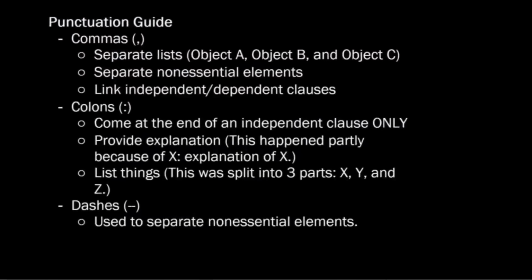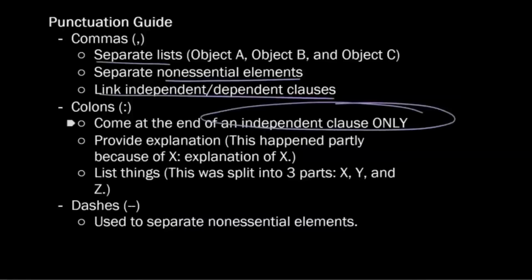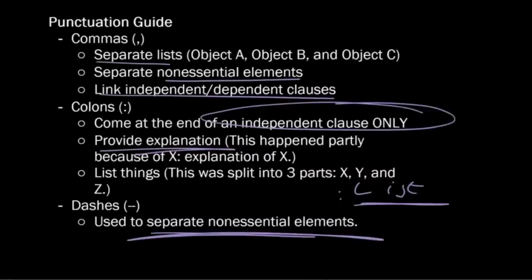Lastly, here's just a brief punctuation guide. Commas can be used to separate lists, to separate elements as we saw earlier, and to link those clauses together. Colons can only come at the end of an independent clause. They can either provide an explanation to something, or you can have a colon and then a list after that. Okay? Dashes are used to separate non-essential elements, as we discussed, and that's pretty much all you'll need to use dashes for on the SAT. And that is some basic grammar.